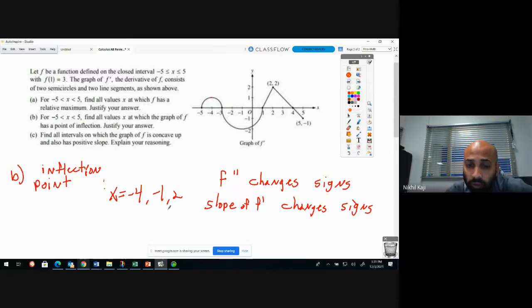So that's where the slope of f changes signs. And there you have it. And that's the justification. So I do need this part right here, where it's the slope of f prime, because I have to relate it to what they gave me, because I don't have f double prime. So that's why I wrote this right here.